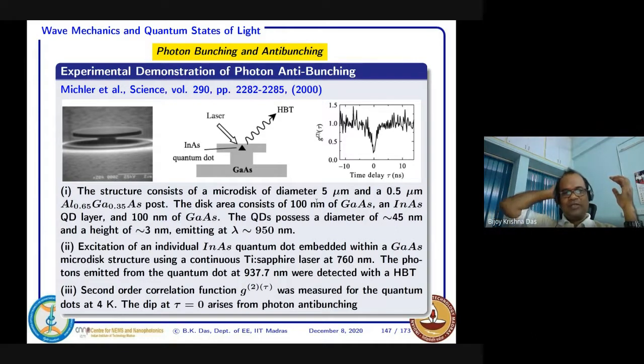So one interesting result is in the semiconductor, because anything you demonstrate in semiconductor, I think technologically it is viable. You can go for mass production, and you can really go for system level application also. So this was the first time, in 2000, Michler et al. That was published in Science.